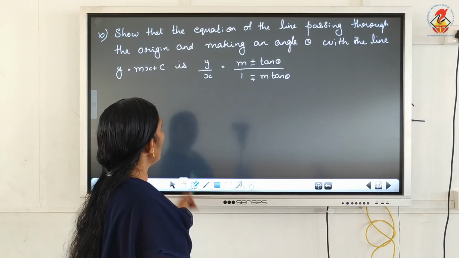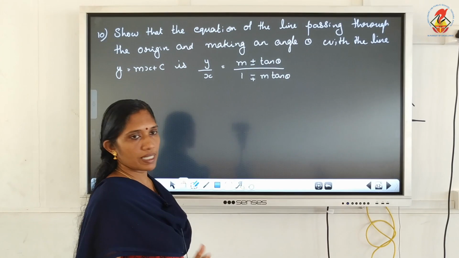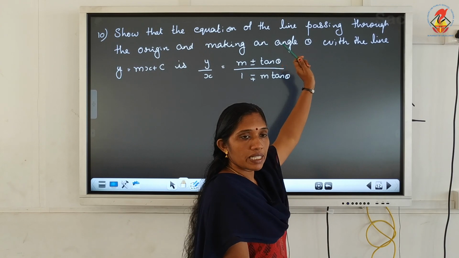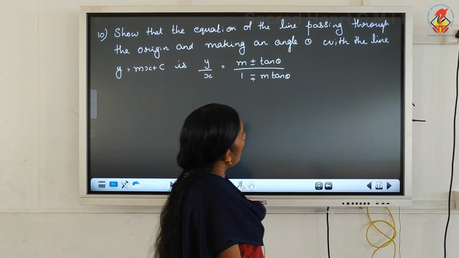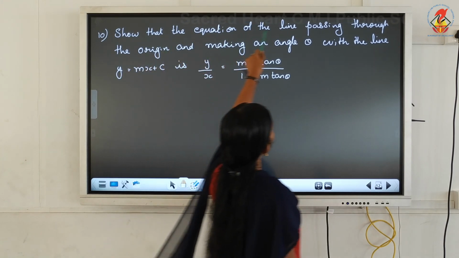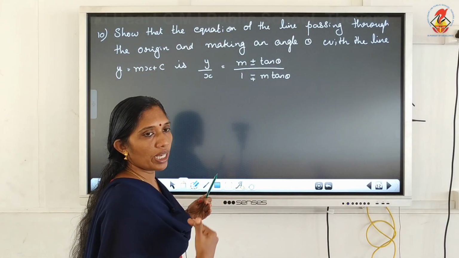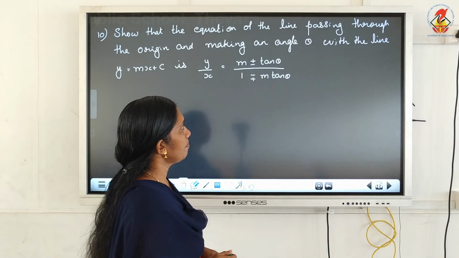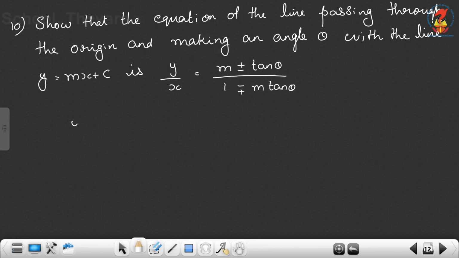Here the line equation is in the general form, y is equal to mx plus c. The value is not given, and in the previous question the angle was given as 45 degrees. Here the angle is theta itself, and the point is the origin, the line passes through the origin. So the same way you can do it, but with no numbers, it is in variables. So first we write y is equal to mx plus c.